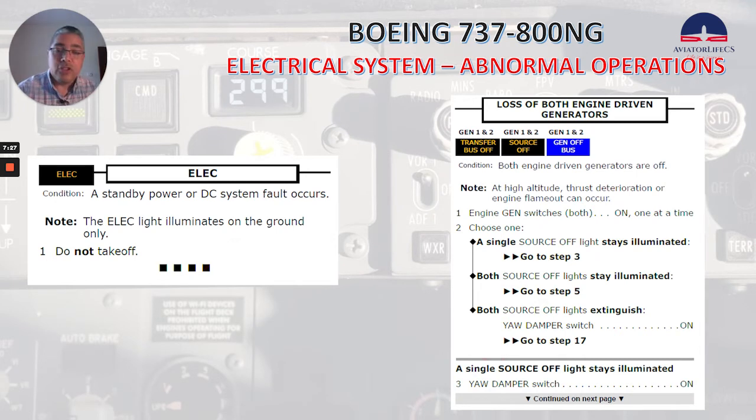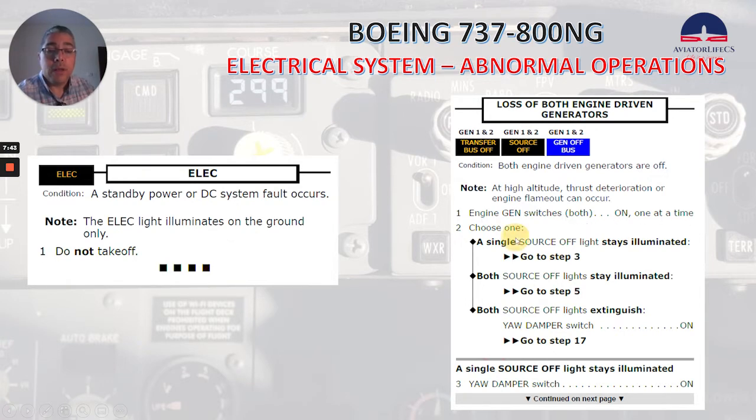Now let's go and read the checklist. Condition: both engine-driven generators are off. Note: at high altitude, thrust deterioration or engine flameout can occur. Engine gen switches both on, one at a time.